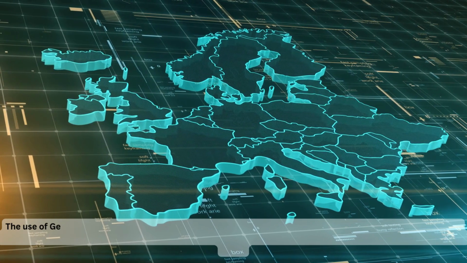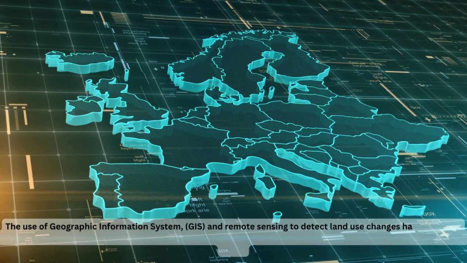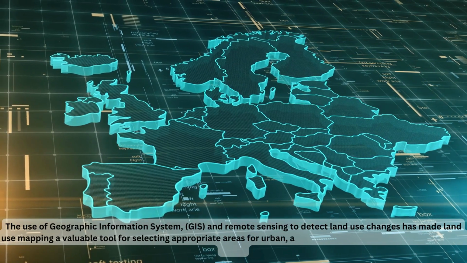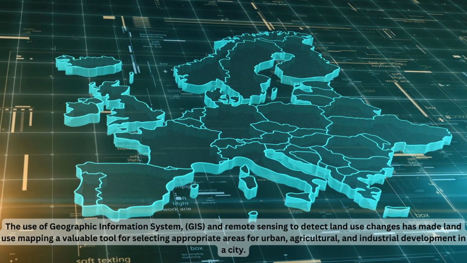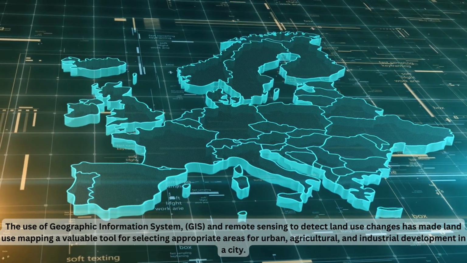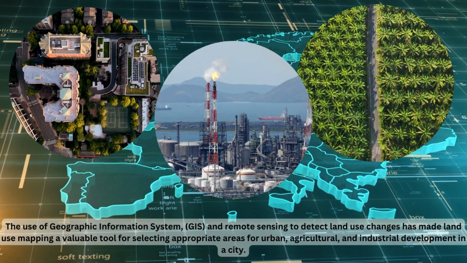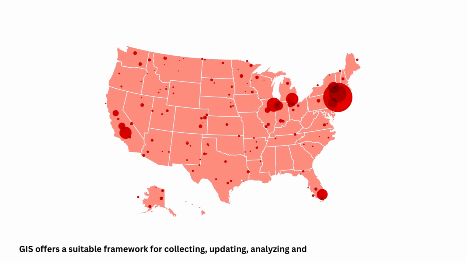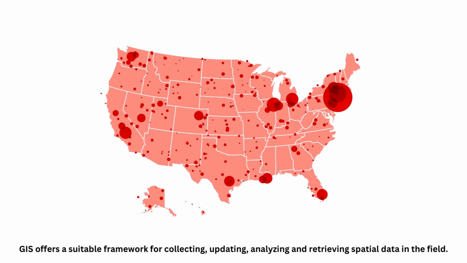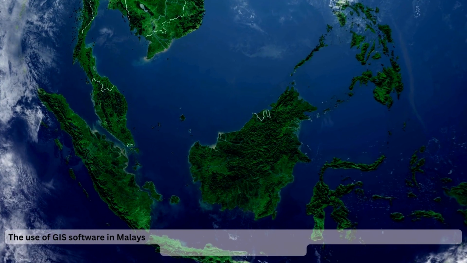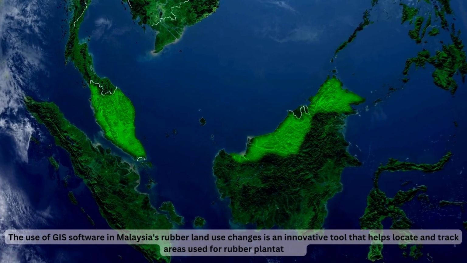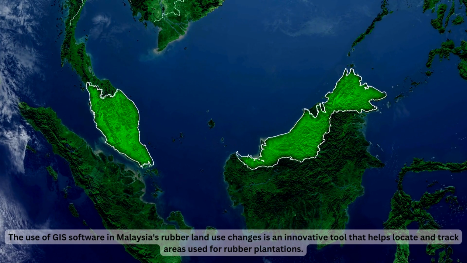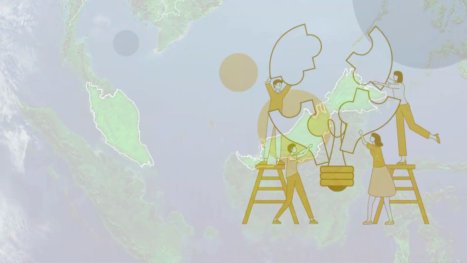Introduction. The use of Geographic Information System and remote sensing to detect land use changes has made land use mapping a valuable tool for selecting appropriate areas for urban, agricultural, and industrial development in a city. GIS offers a suitable framework for collecting, updating, analyzing, and retrieving spatial data in the field. The use of GIS software in Malaysia's rubber land use changes is an innovative tool that helps locate and track areas used for rubber plantations.